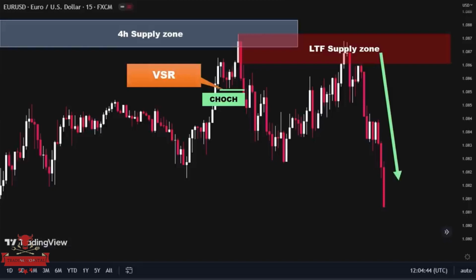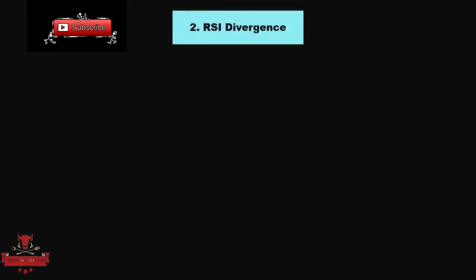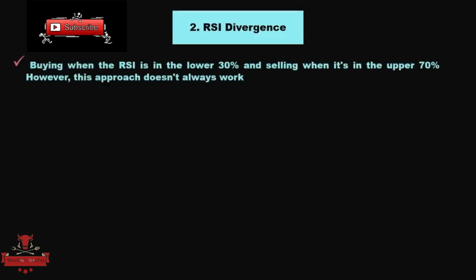Let's move on to discussing the second method for confirming a trade entry, which is known as RSI divergence. When people hear about RSI, they often associate it with the retail trading strategy of buying when the RSI is in the lower 30% and selling when it's in the upper 70%. However, this approach doesn't always work.